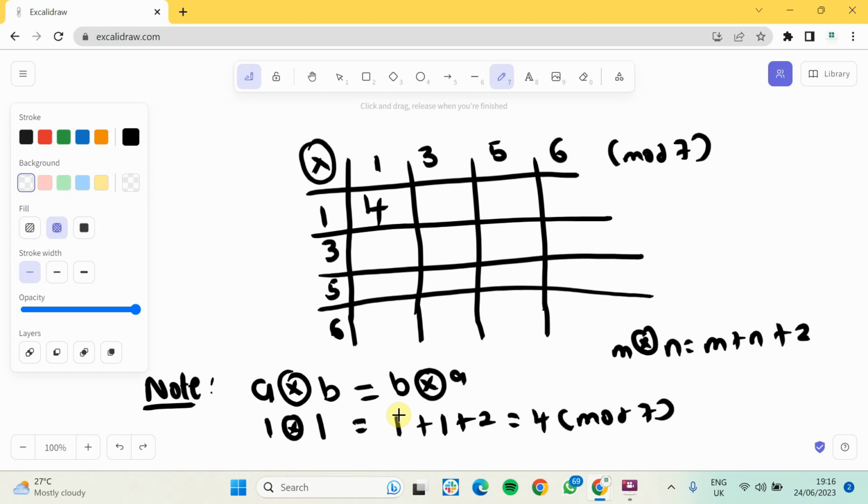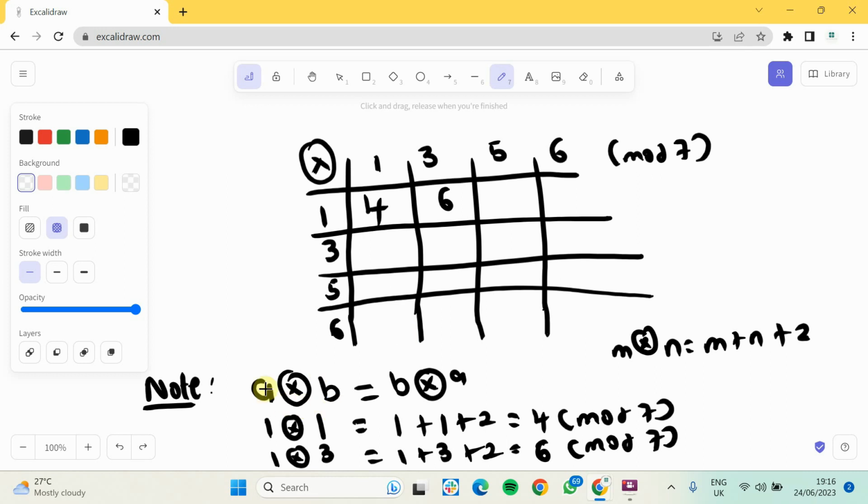Now the next value is 1 and 3, right? So that will be 1 plus 3 plus 2. 1 plus 3 is 4, 4 plus 2 is 6. 6 is not up to this mod 7, so I'll just write the value there. So that will be 6 mod 7, because if I divide 6 by 7, I will have 0 with a remainder of 6. So I don't bother myself with those type of things. So I'll write my value here, 6.